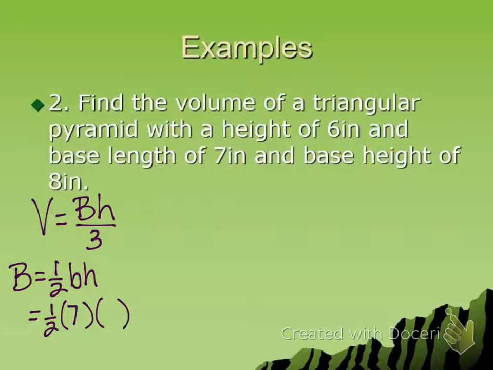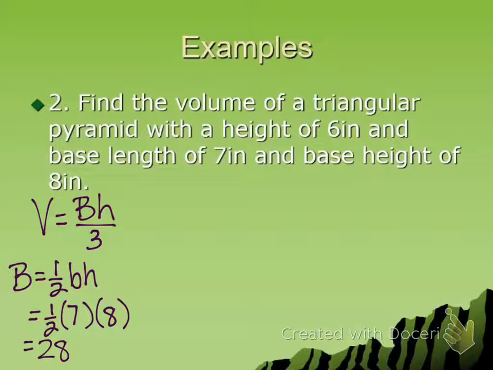7, and the height of the triangle is 8. Good. So the confusing part is getting the height of the pyramid confused with the height of our base. All right. When we take 1/2 times 7 times 8, what do we get? You get 28. 28. Good. Again, if you want to take the half from the 8, then multiply to the 7, you can do that. If you want to use a calculator for the whole thing, that's fine.